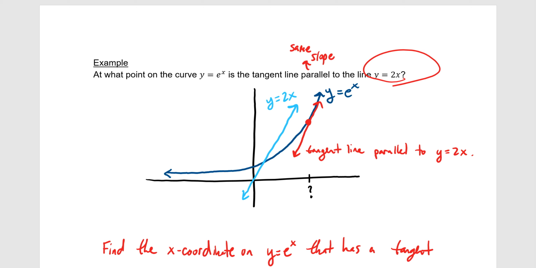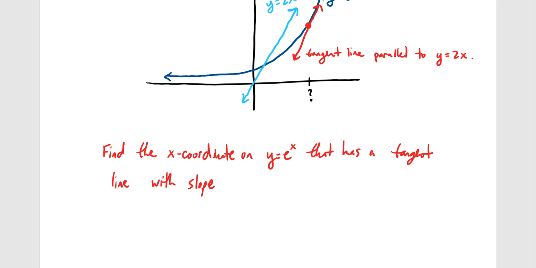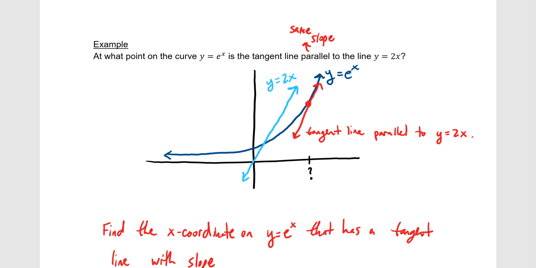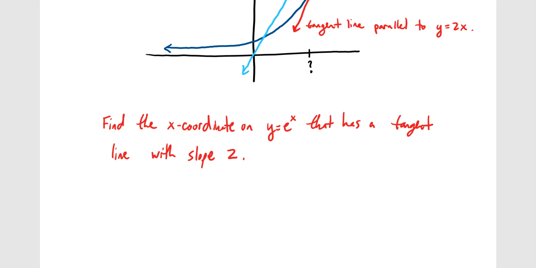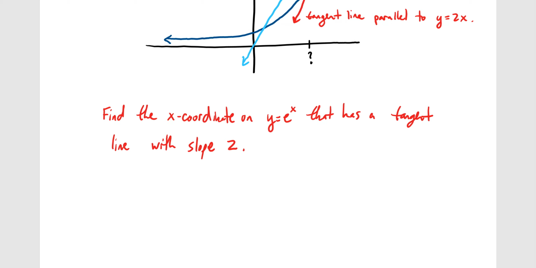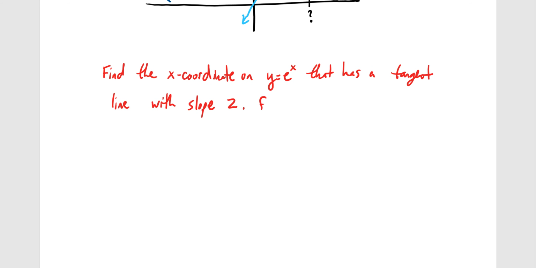And anytime you think slope, that's pretty much going to mean taking a derivative. So we want the x coordinate that has a tangent line with the slope of 2, right? y equals 2x is linear. 2 is the slope of that line. So that means we need to find y prime and solve y prime equals 2. So we need to take the derivative. That'll give us the slope equation, and we set that slope equation equal to 2 and then solve for x. That'll tell us the x values when the slope is 2.